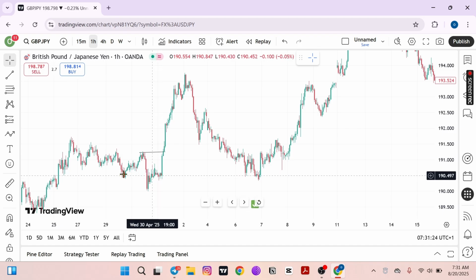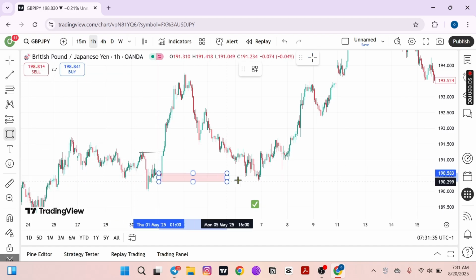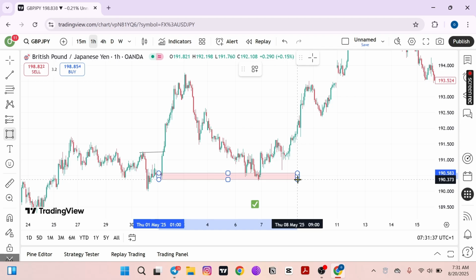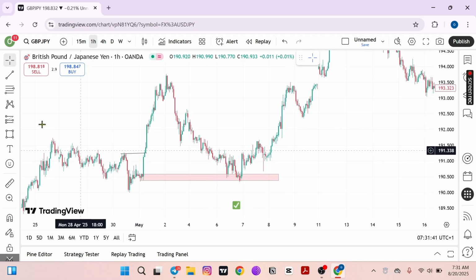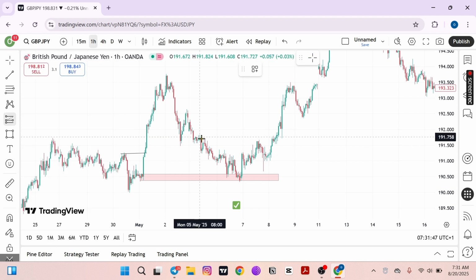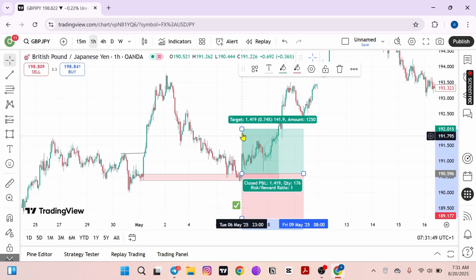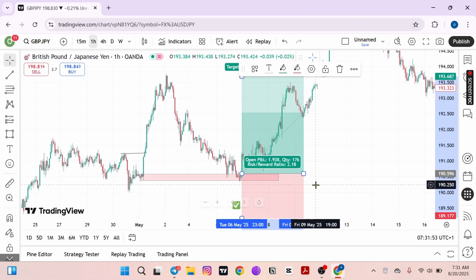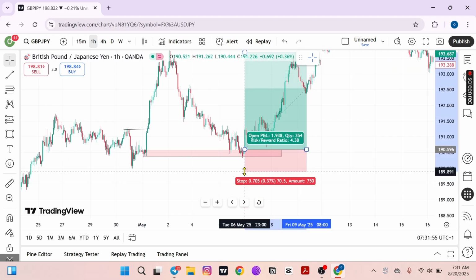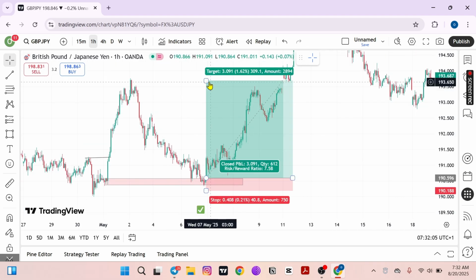You come down here and draw your demand zone, right? Yeah, draw your demand zone like this. Then what do you do? You pull up your long position tool, and set your take profits to the recent high, to 100% retracement, right? Now you set your take profits to this high.